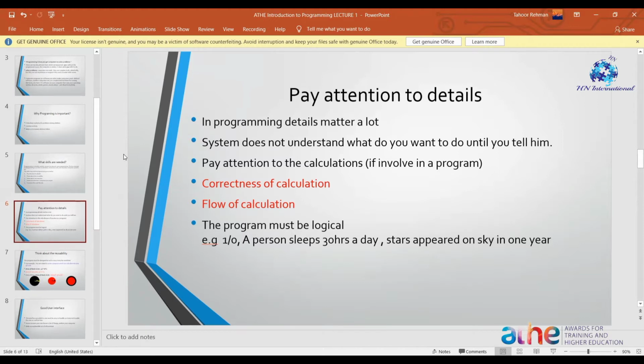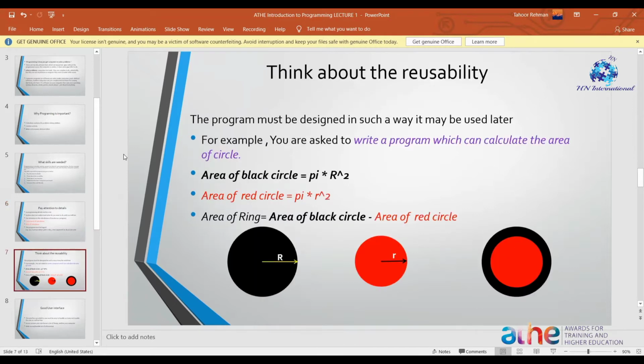Basically, here the logic means how you create a code, how you write a code. We will see examples next in the slides of the algorithms, like we create algorithms before implementing the code. So the next one is to think about reusability.